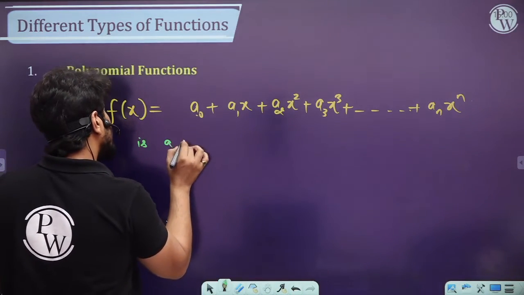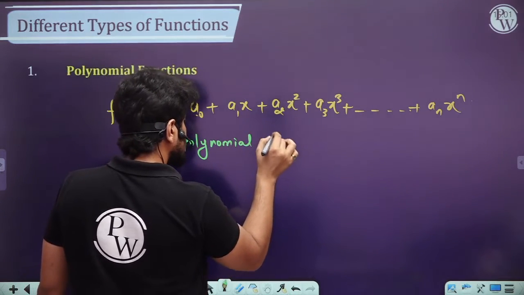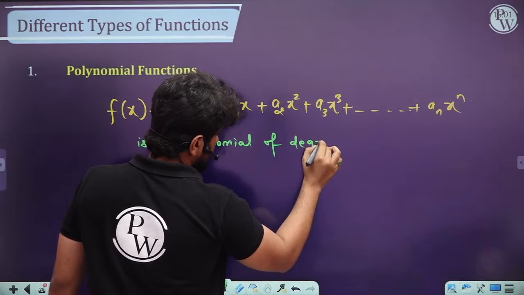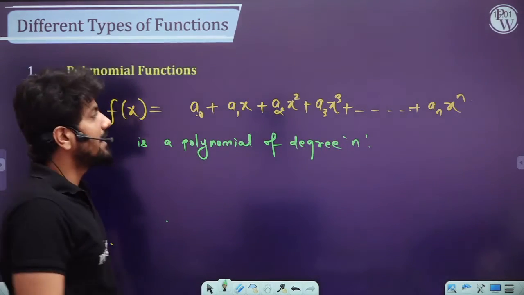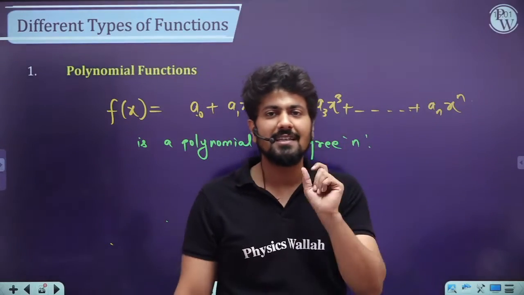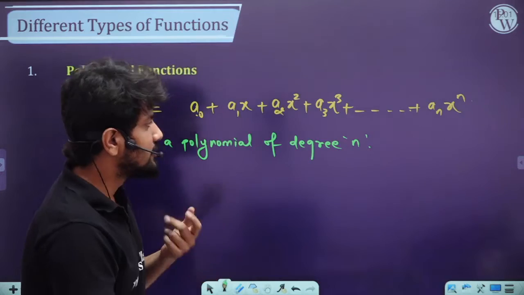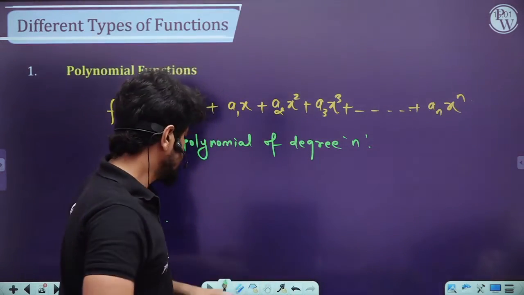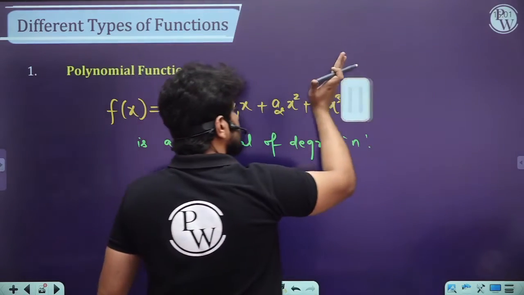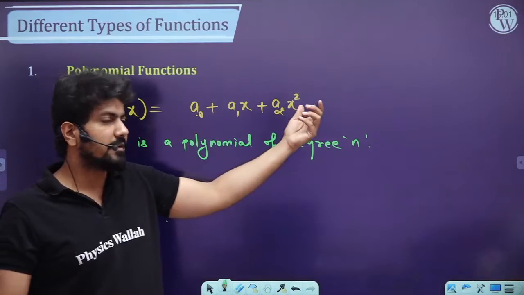This is the polynomial of degree n. Basically, the highest power of x is known as the degree of that polynomial. Suppose the highest power is 2 only, suppose the function is like this. Now this is a quadratic polynomial, because the highest power is 2.